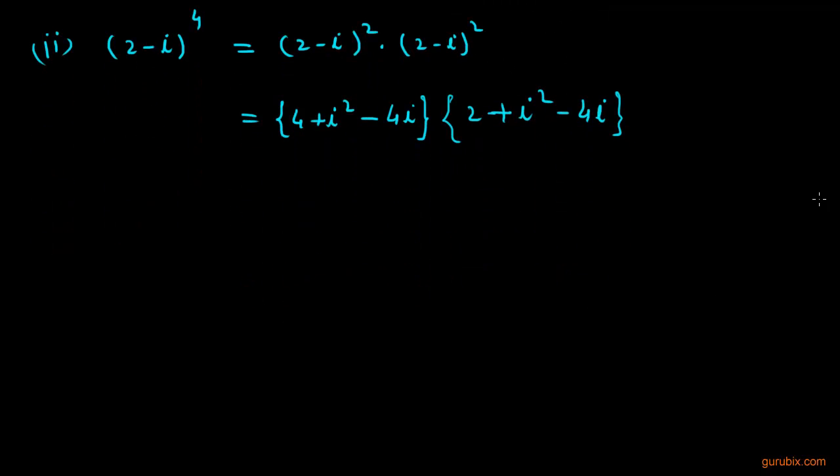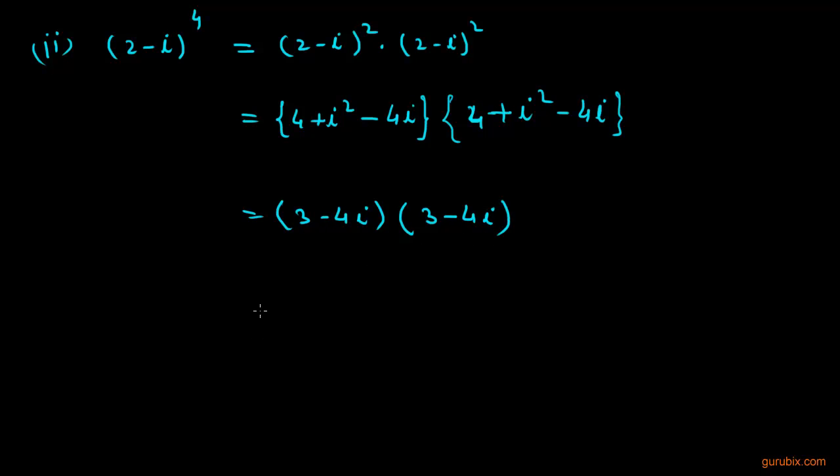And we know that iota square is equals to negative 1. If we subtract 1 from this 4, then we get 3, and here is 4 iota. Same as here is 3 minus 4 iota will be here.